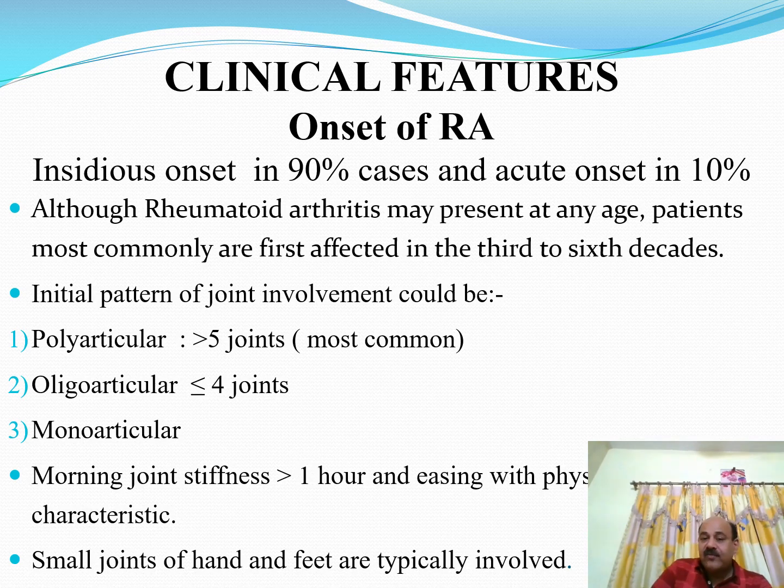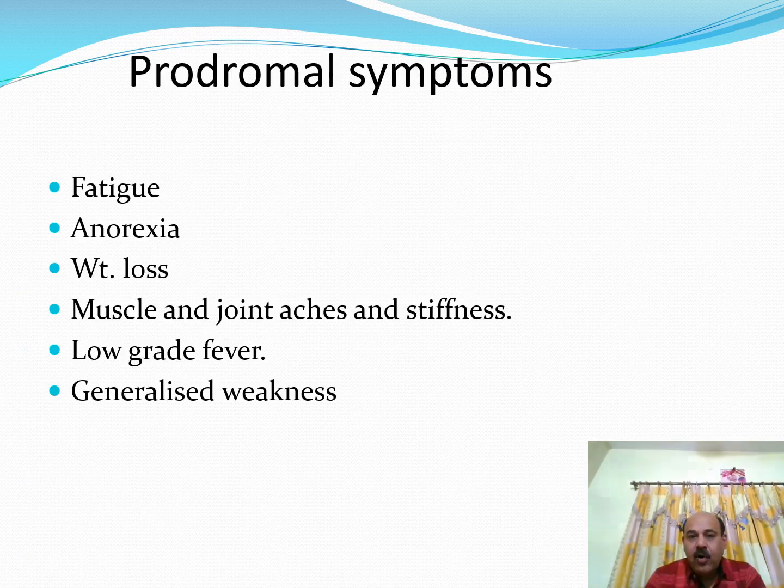Involvement of smaller joints of hand and feet is also typically seen in most of the patients of RA. So at the outset, the joints which are involved in the beginning are the smaller joints of hand and feet. Now, talking about the prodromal symptoms of RA, these features are quite non-specific.